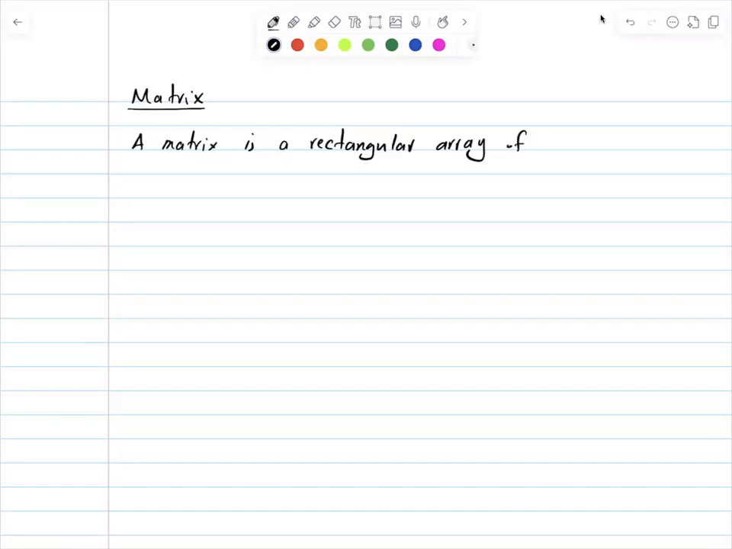Our goal today is to review matrices and talk about their properties. Matrices. As we discussed before, when we are talking about matrices, we are basically talking about a rectangular array of numbers. A matrix is a rectangular array of numbers.